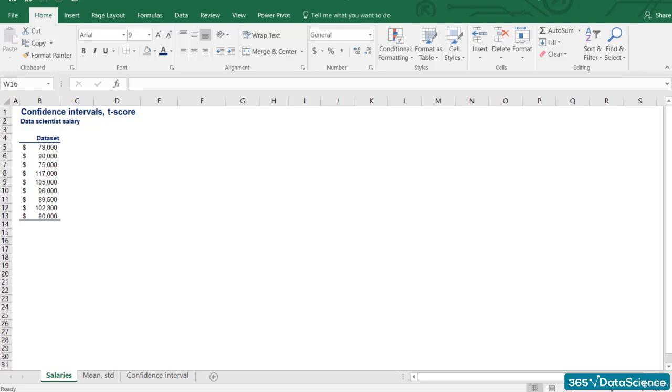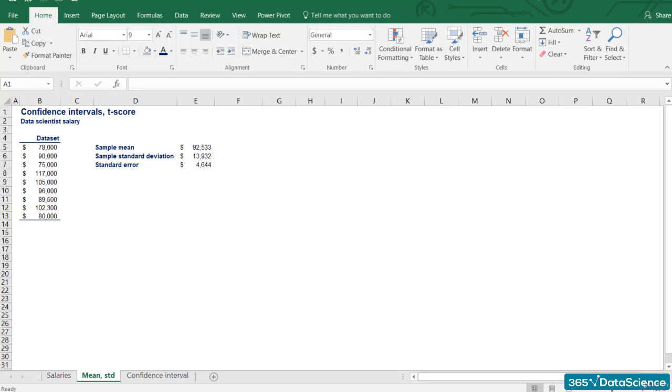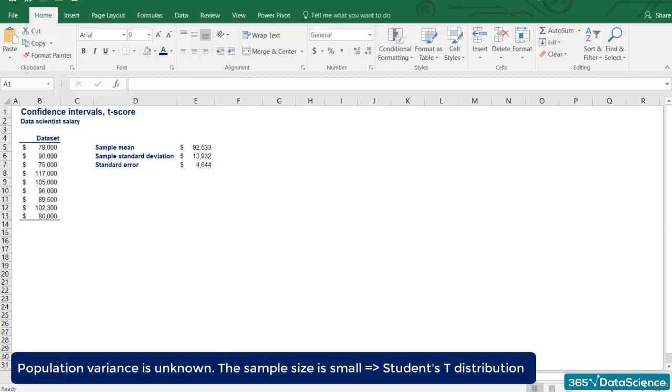In fact, you have a sample of only 9 compensations you found on Glassdoor and have summarized the information in the following table. Okay, we've already calculated the sample mean and standard error, which are $92,533 and $4,644, respectively. Good, but we don't have one key piece of information, the population variance. No problem. As the good statisticians that we are, we will use the student's t-distribution.